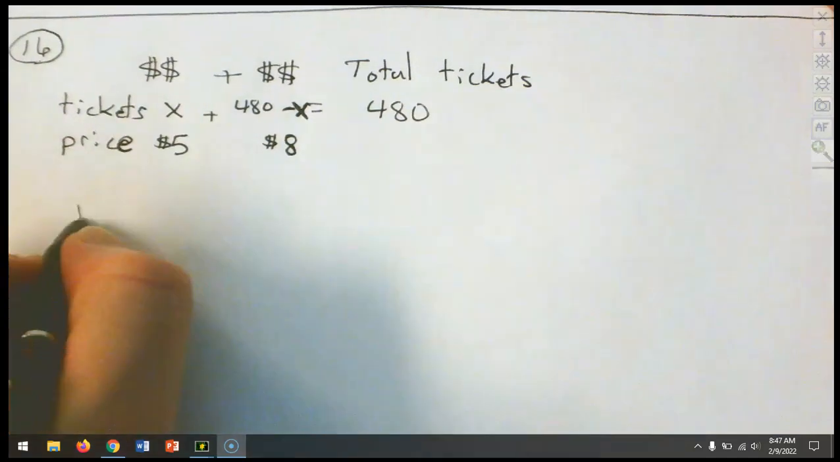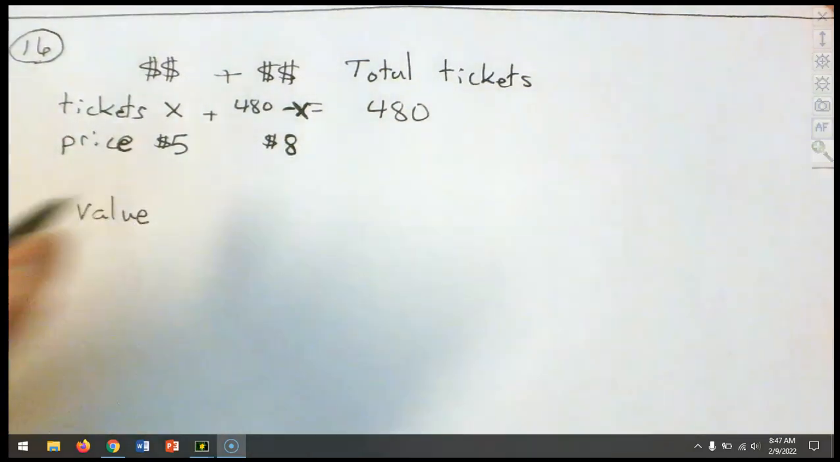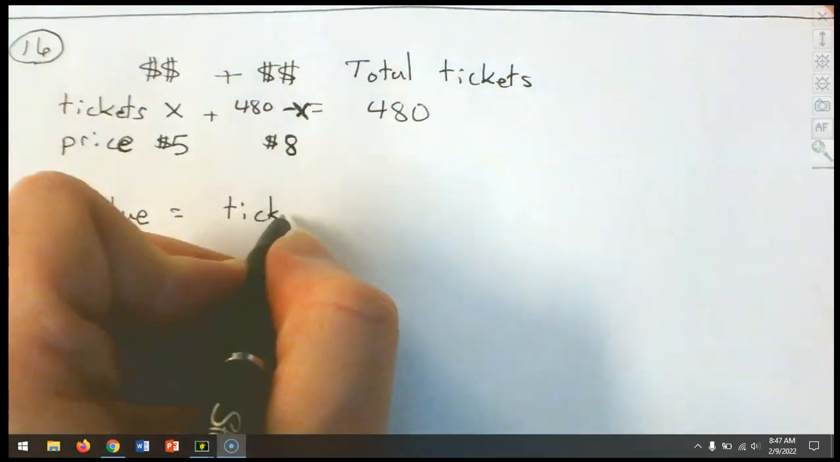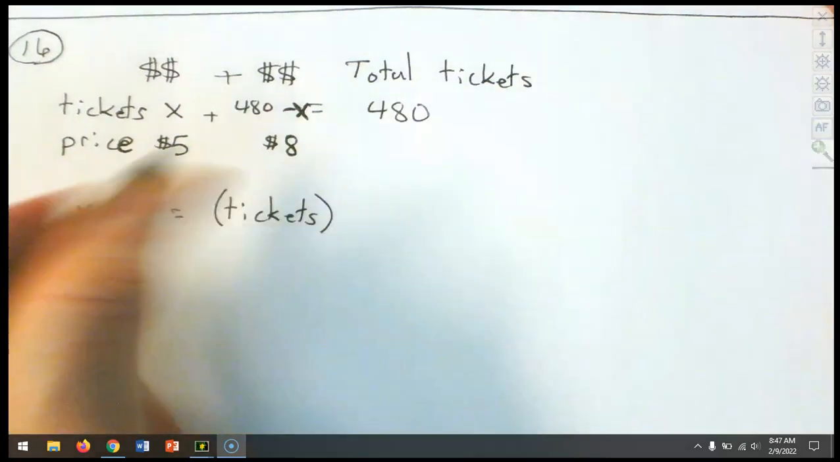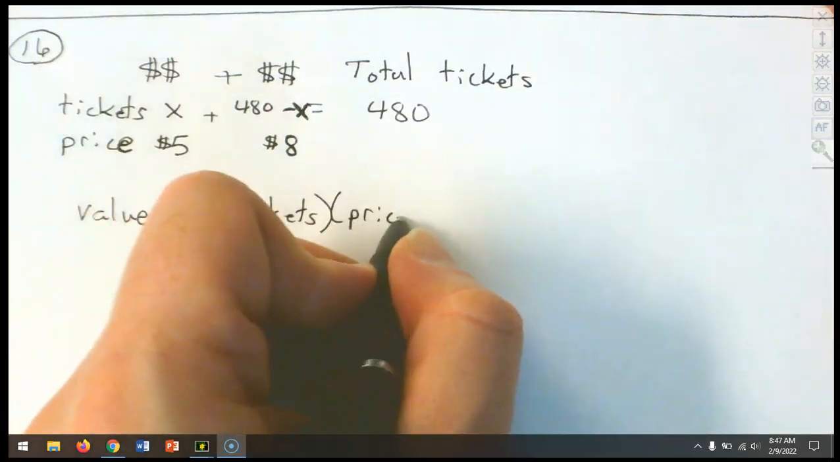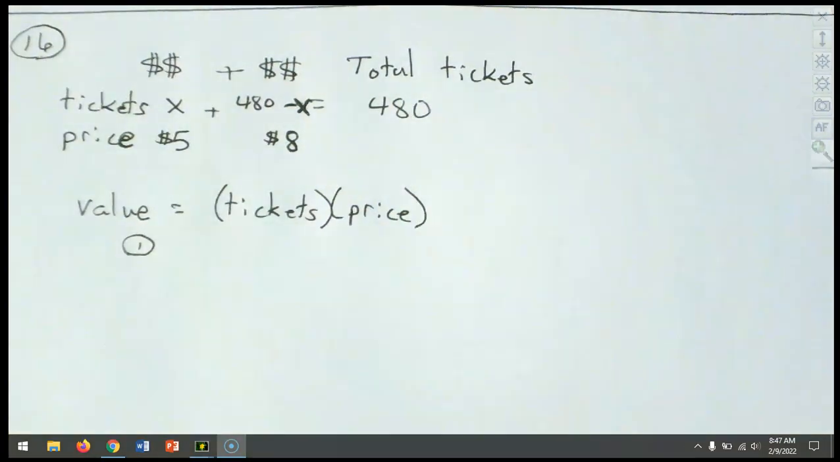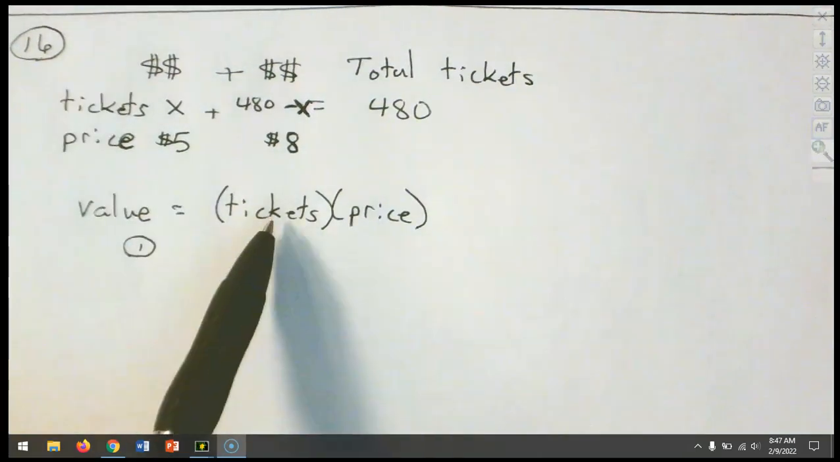And we're going to look at the value of each type of ticket. And the value is going to be the tickets sold times the price. Is everyone kind of okay with the setup? Is everyone all right how I set it up? That's the main part, where students struggle, is the setup. Normally the solving is not as much of a problem. It's the setup. Okay, so we want to get our value, and that's the number of tickets times the price.